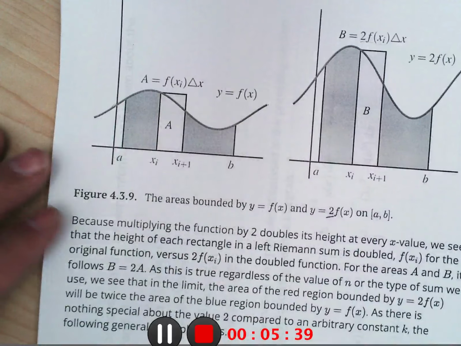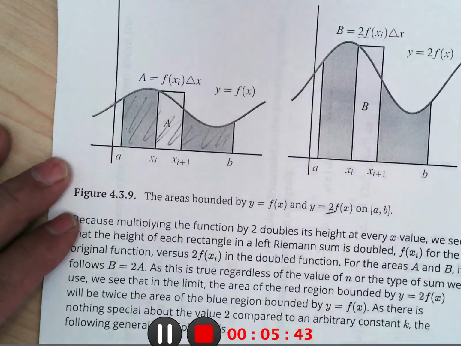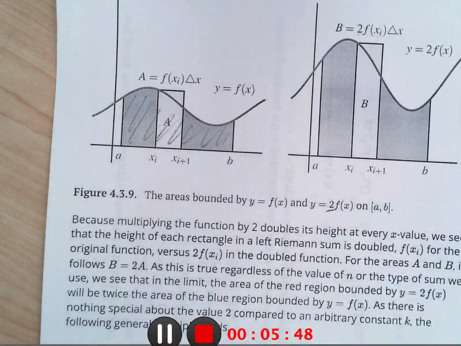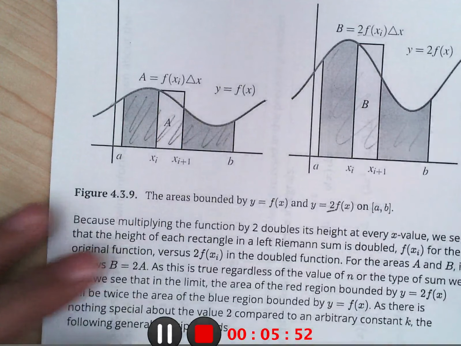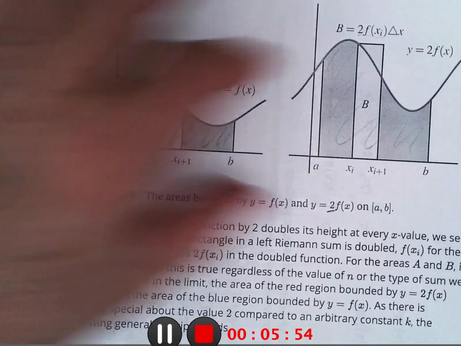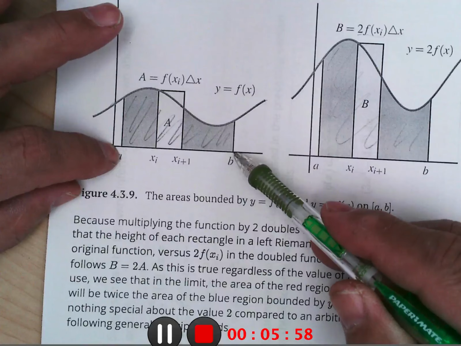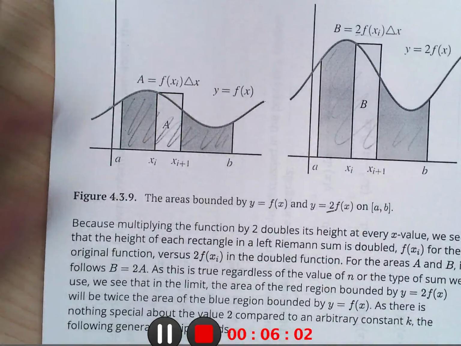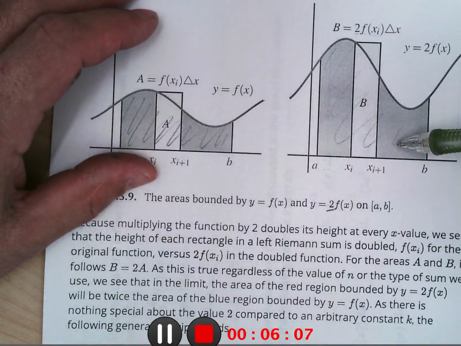Now, if you were to calculate all this area, they're talking about this particular rectangle, but if you were to calculate all this area, and then to calculate all this area, since this one is twice as tall but the same width, the area should be twice as much. And if it was 3 times as high, it would be 3 times as much. And if it was half as high, it would be half as much.